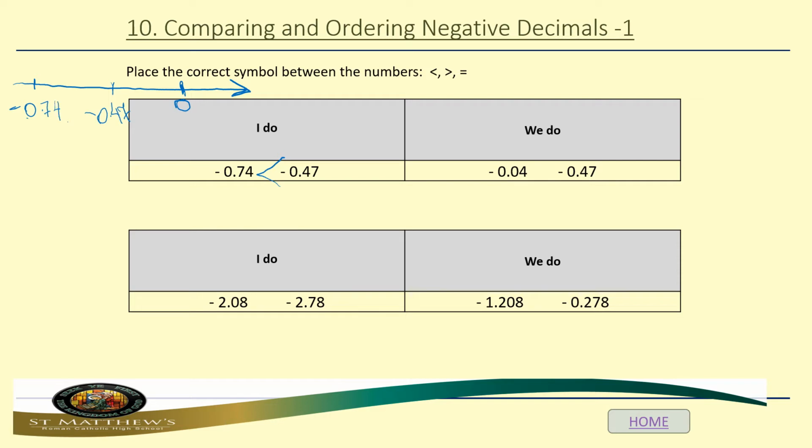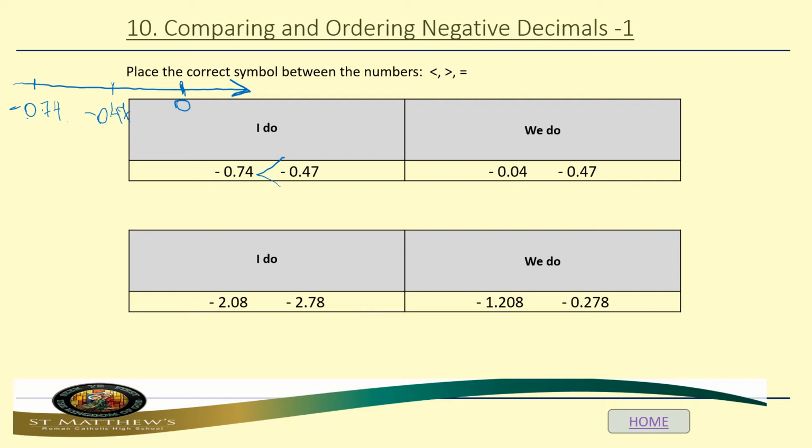I think we discussed this before. So the numbers go up to the right of the number line. So they ascend as we move to the right of the number line. So numbers to the right of the number line are larger than the ones on the left. So minus 0.47 is larger than minus 0.74.